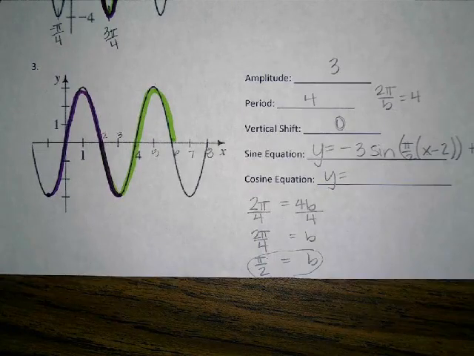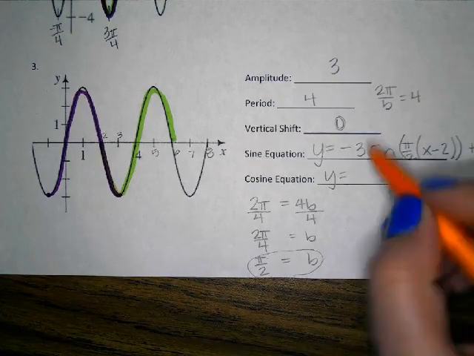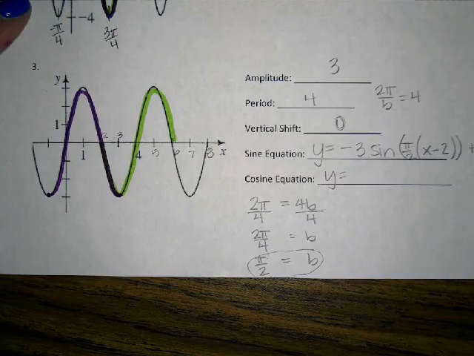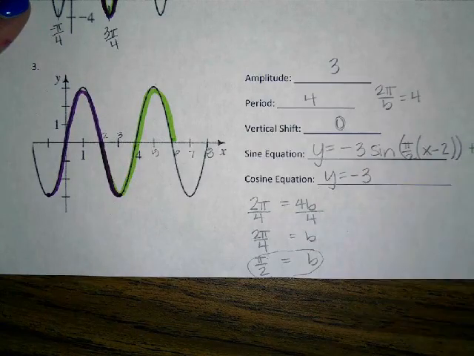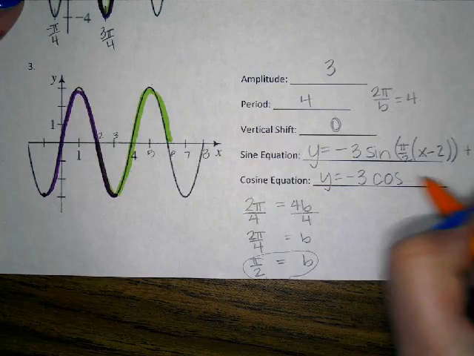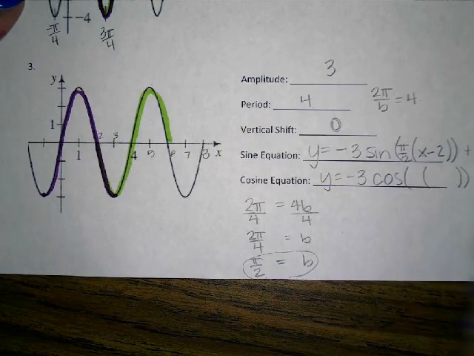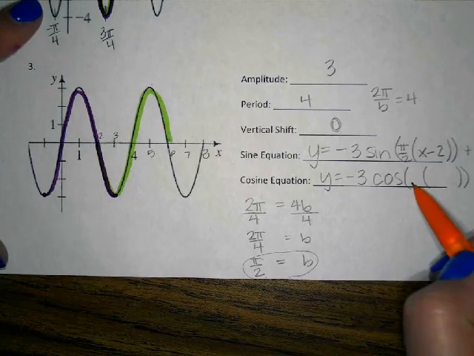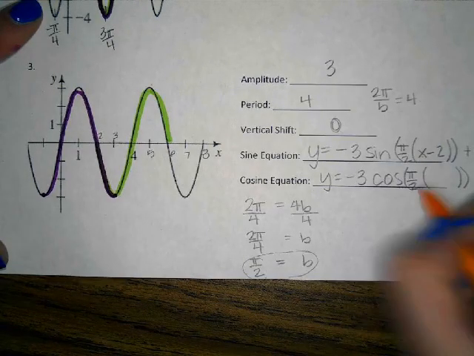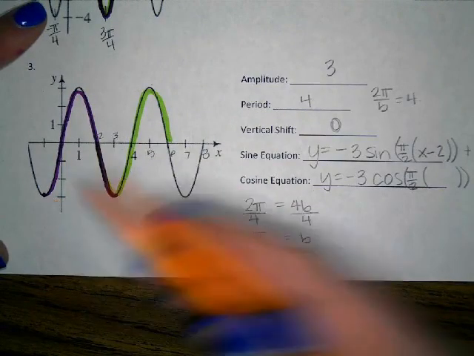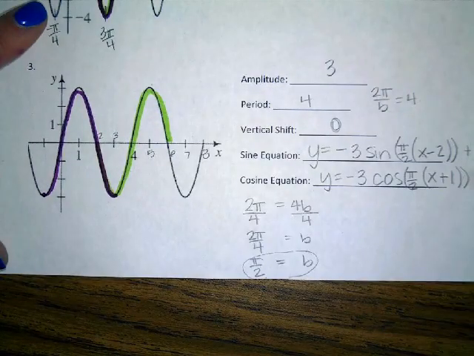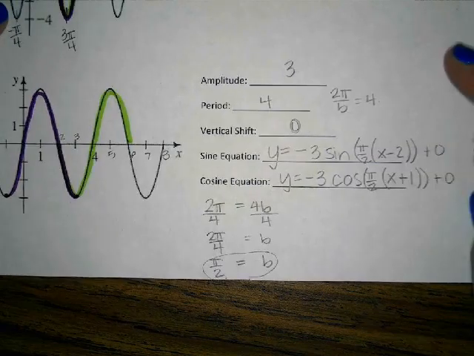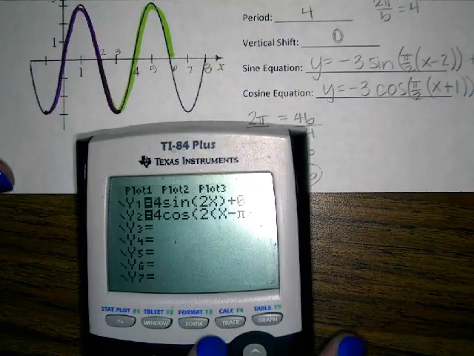Okay? So for this cosine graph, what are we going to say? Negative 3, this is a negative cos graph. Negative 3 cos pi over 2. Did we go to the right or the left? Left, so I'm going to say x plus, we went to the left 1 box, plus 1. You can put a 0 on the end or not put a 0 on the end, okay? And if we want to check our answer and make sure it's good, I'll go ahead and type both of these in.